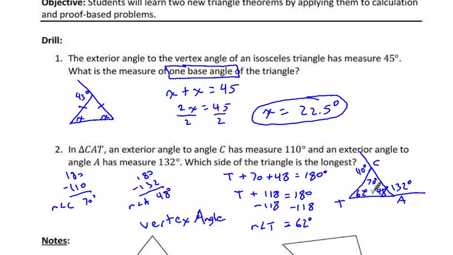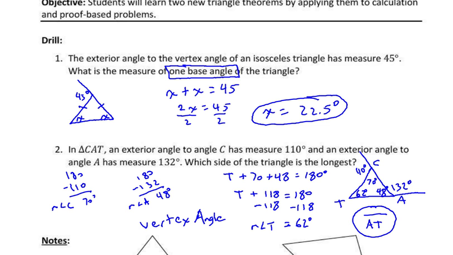At this point, you'll probably guess which side of the triangle is the longest. In a moment, you'll find out a new theorem which will tell you for sure which side of the triangle is the longest. And if you had guessed side AT, you would have been correct.